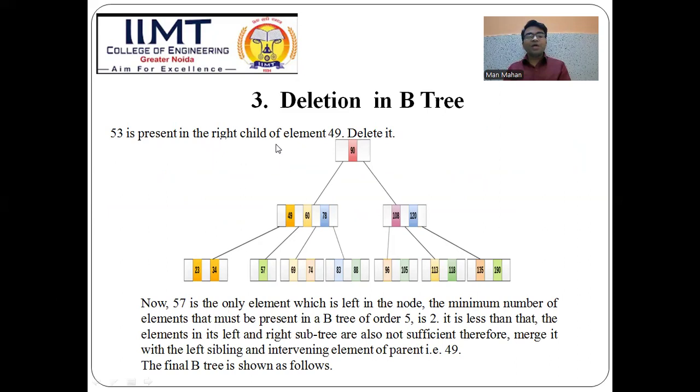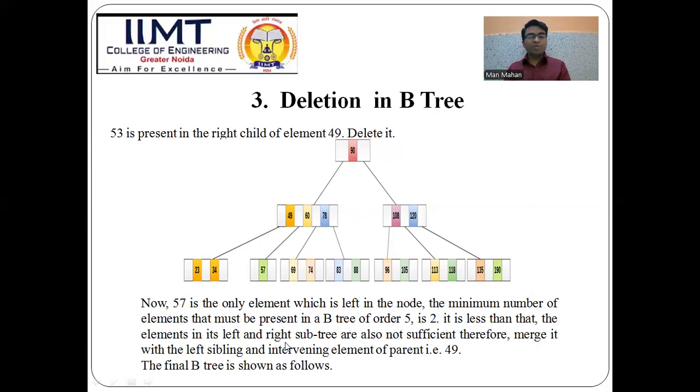53 is present in the right child of the element 49, and we delete it. So we can see 57 is alone, which does not follow the deletion property. Now 57 is the only element left in the node. The minimum number of elements that must be present in a B tree of order 5 is 2. It is less than that, and the elements in its left and right subtrees are also not sufficient.